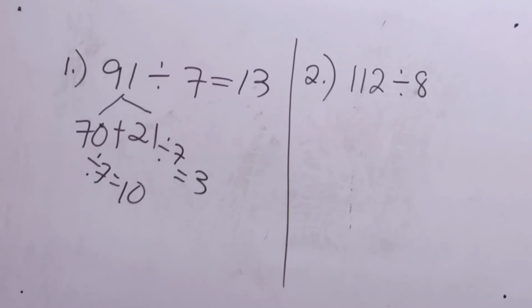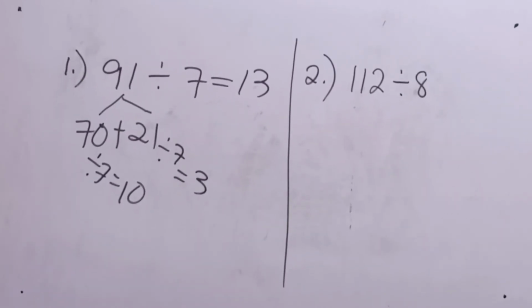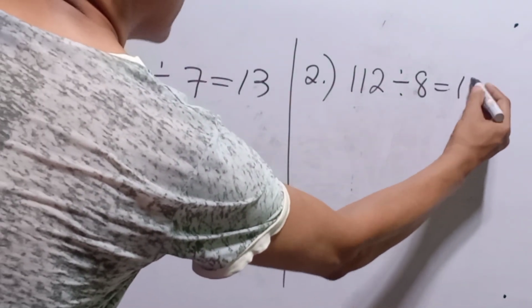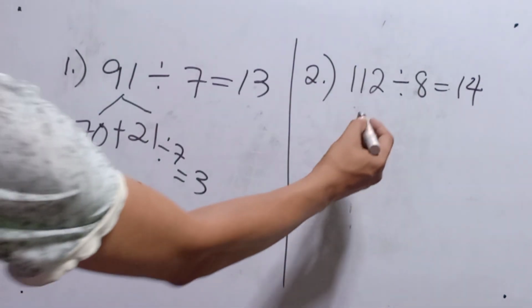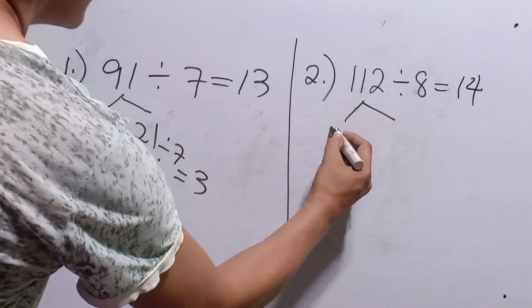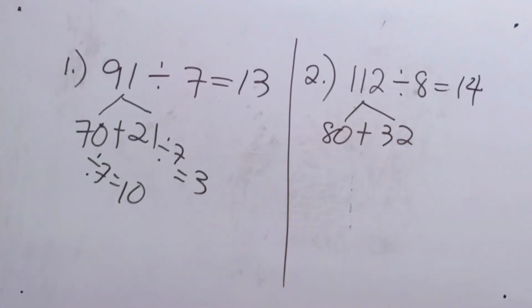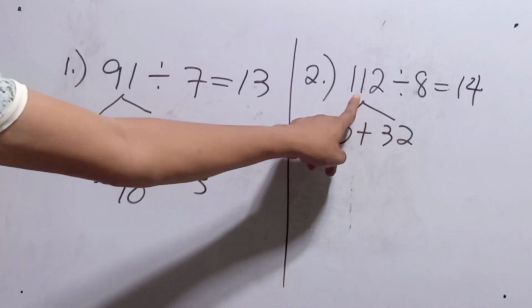It's 112 divided by 8. What do you think is the quotient? Yes, you're correct. The answer is 14. And how to get 14? How will you divide this mentally to get 14? You split this into, yes, 80 plus 32. If you add 80 plus 32, that's 112.